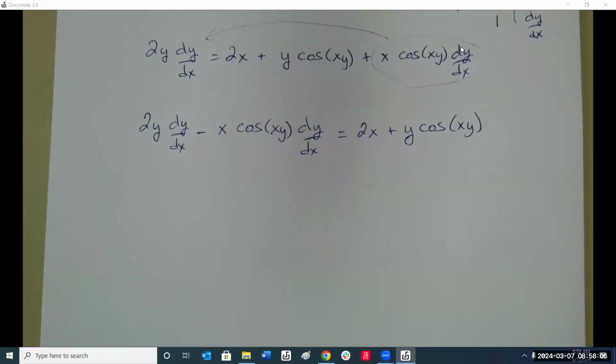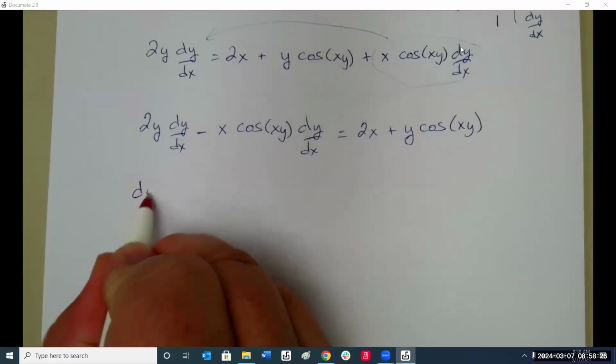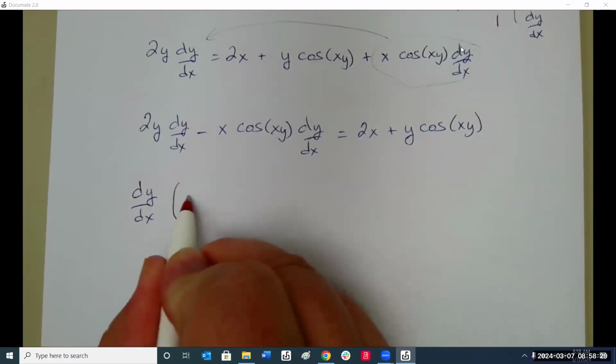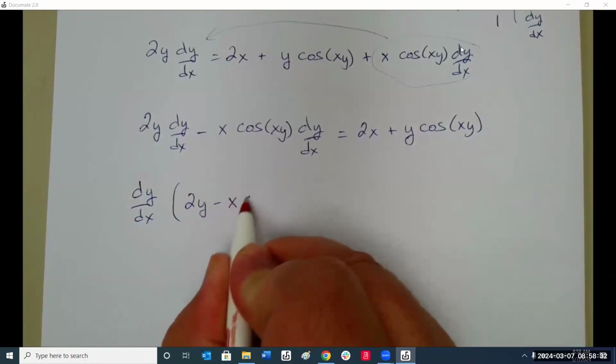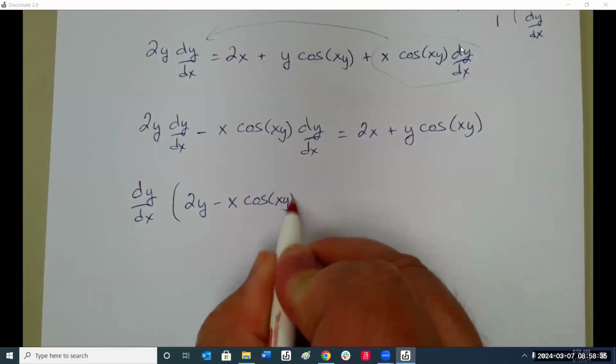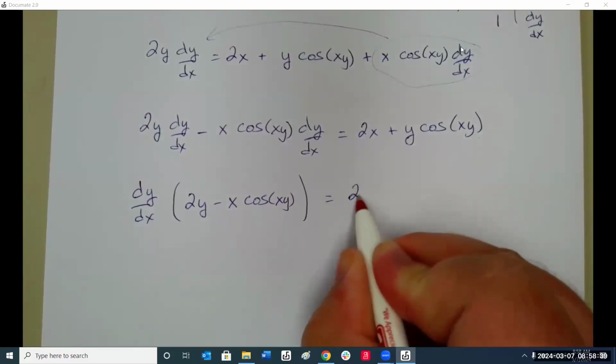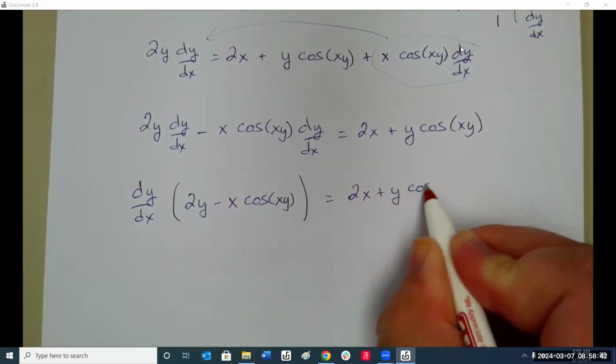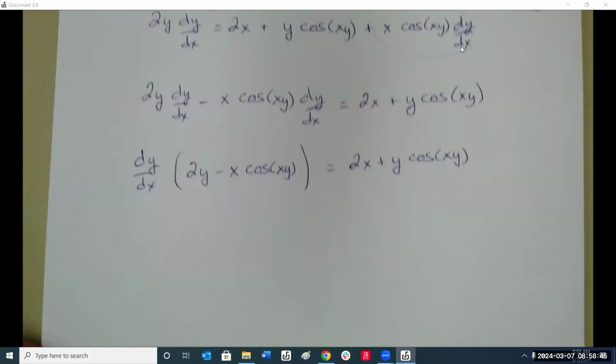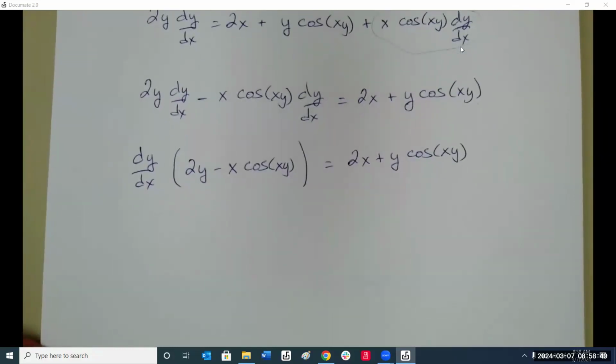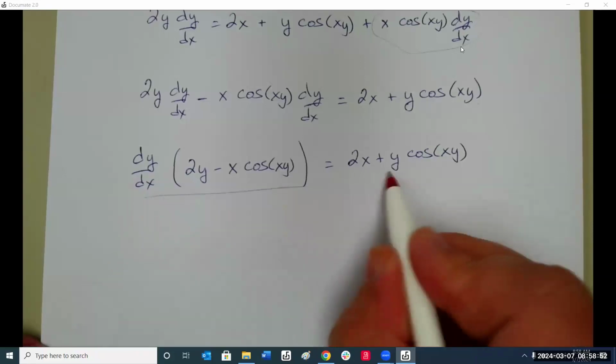Now you can easily see how you can make mistakes here. Since we have all the dy/dx's on one side, we go ahead and factor it out. Two y minus x cosine xy, times dy/dx, equals 2x plus y cosine xy. Then divide both sides.